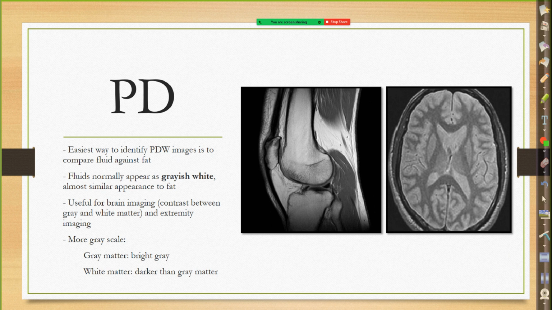And then our proton density. Once again, we look at the fluid, and the fluid looks grayish white. So it's not completely bright white, and it's not completely dark. So it is grayish. That's how I describe it.